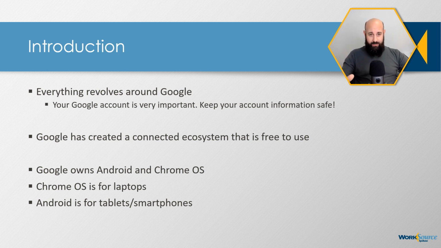Now, why do we care? Google owns Android. If you have an Android phone, it goes through Google. If you have a Chromebook, that runs on Chrome OS. Chrome OS is owned by Google. Chrome OS is the name that we give for the operating system on Chromebooks. Android is the name that we give for the operating system on our smartphones and our tablets.